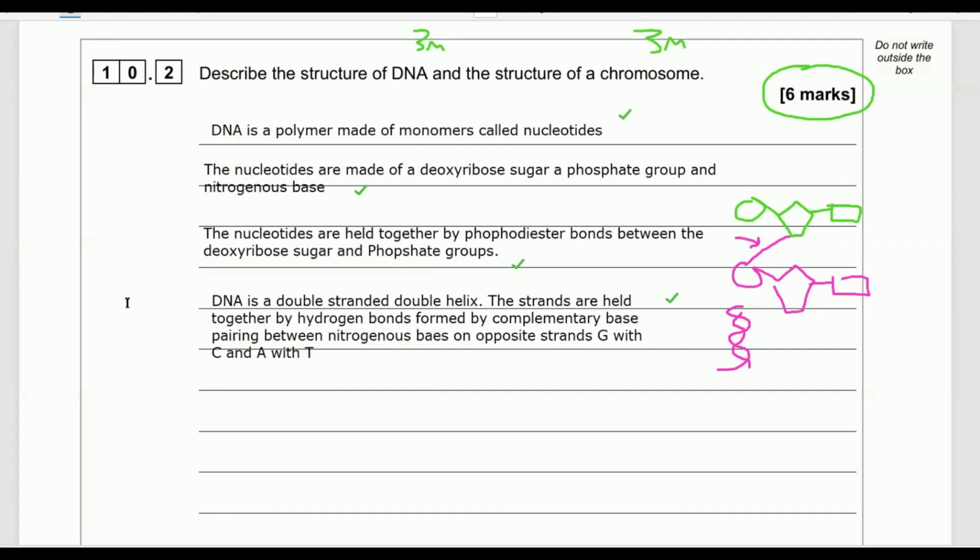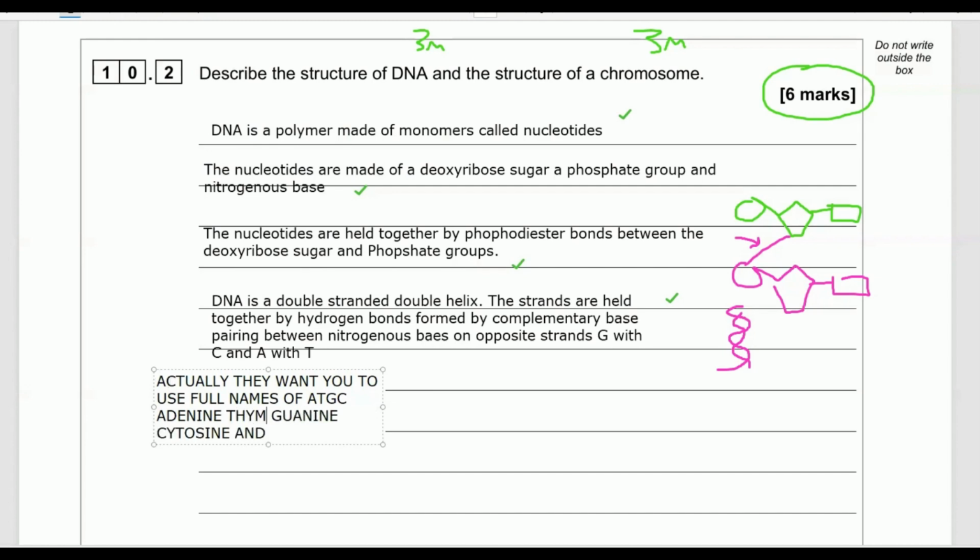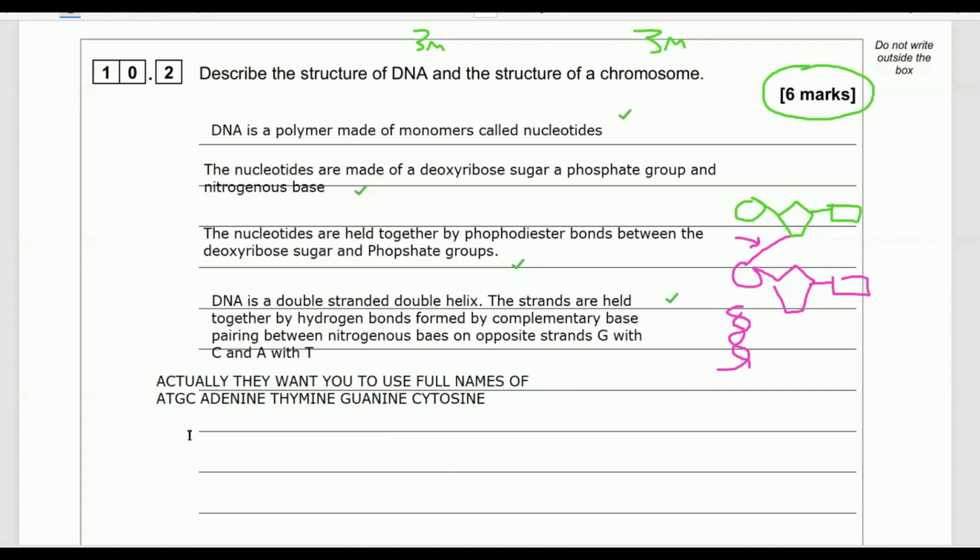And don't get your adenine mixed up and call it adenosine, because that's a common mistake, people call adenine adenosine, because of course of ATP, adenosine triphosphate. Although the base in ATP is adenine also, it's just they call it adenosine. It changes its name when it's in that molecular formation. Right, so they want you to use the full names of A, T, G, C: adenine, thymine, guanine, cytosine, and spell them correctly, even if I haven't. I'm not sure I have, I just haven't checked.